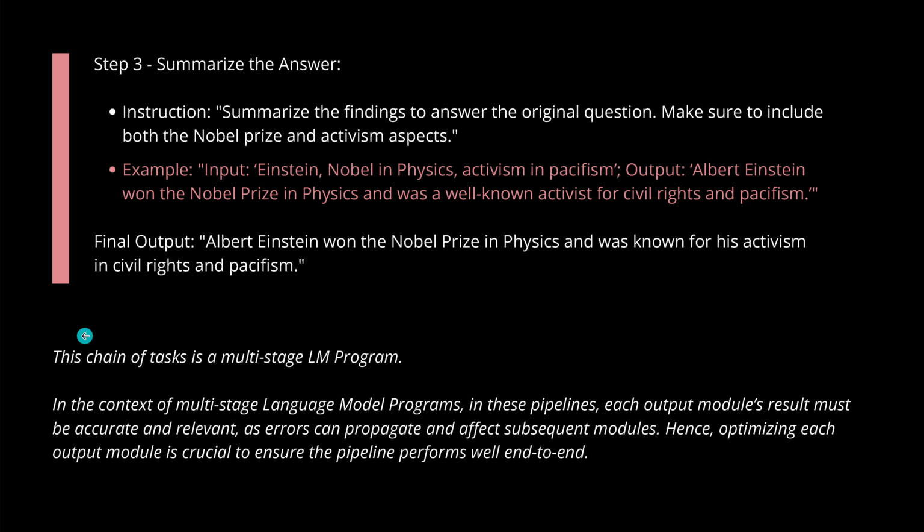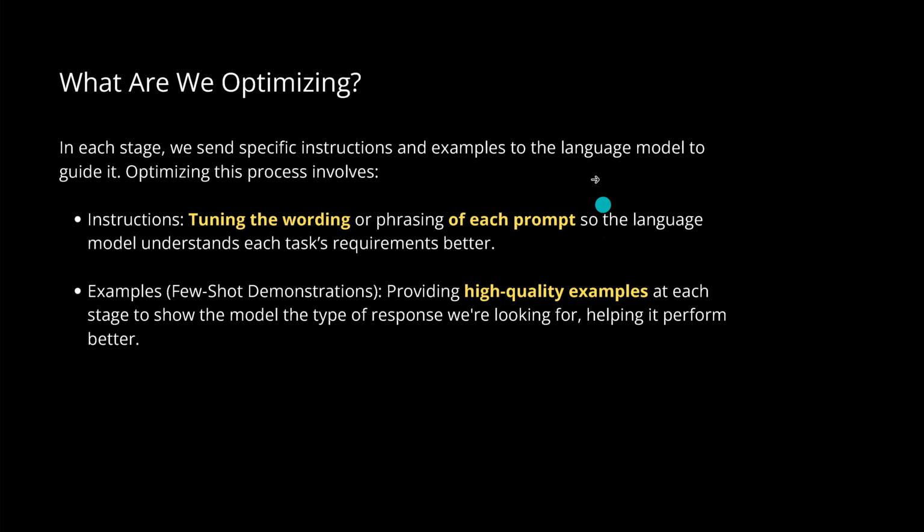So you see, you define here the steps that are necessary and you want the system to perform those steps. So this is, if you think about it, a chain of tasks. This is what is the core of a multi-stage language model program. So in this pipeline, each model's output result must be accurate and relevant, as errors can propagate and significantly affect the subsequent modules. Think about this. We are optimizing this in each stage, and we do this in a way that is proven successful, so we have instruction and examples.